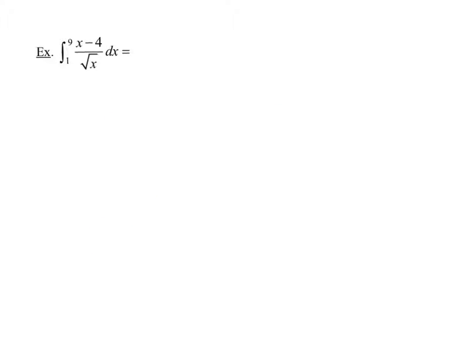Okay, for the next problem, before I can find the antiderivative, I'm going to have to split this through the numerator. So doing a little bit of algebra here first, this is going to be the integral from 1 to 9 of x divided by x to the 1/2 minus 4 over x to the 1/2. Remember there is no quotient rule for antiderivatives, so I've got to do this algebra first.